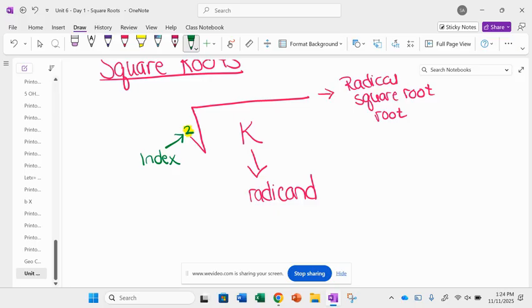And you're going to see, and we're going to do it in this chapter, that the index is going to change. So sometimes if there's no index written, it's implied that it's an index of 2. Sometimes it's an index of 3. Sometimes there's an index of 4. There can be an index of 5. There could be an index of any number. And basically what that's asking you is what number times itself as many times as the index says gives you that radicand.